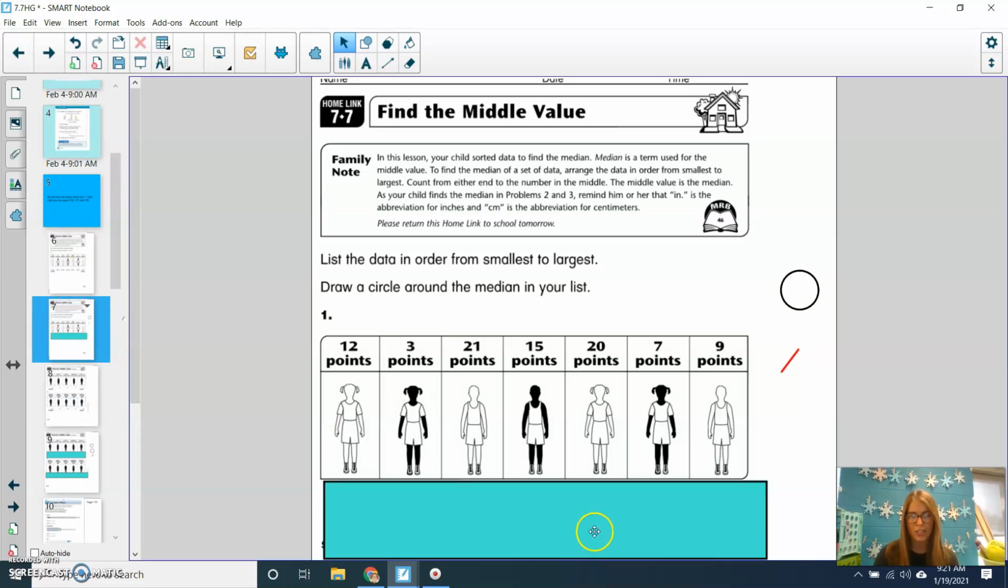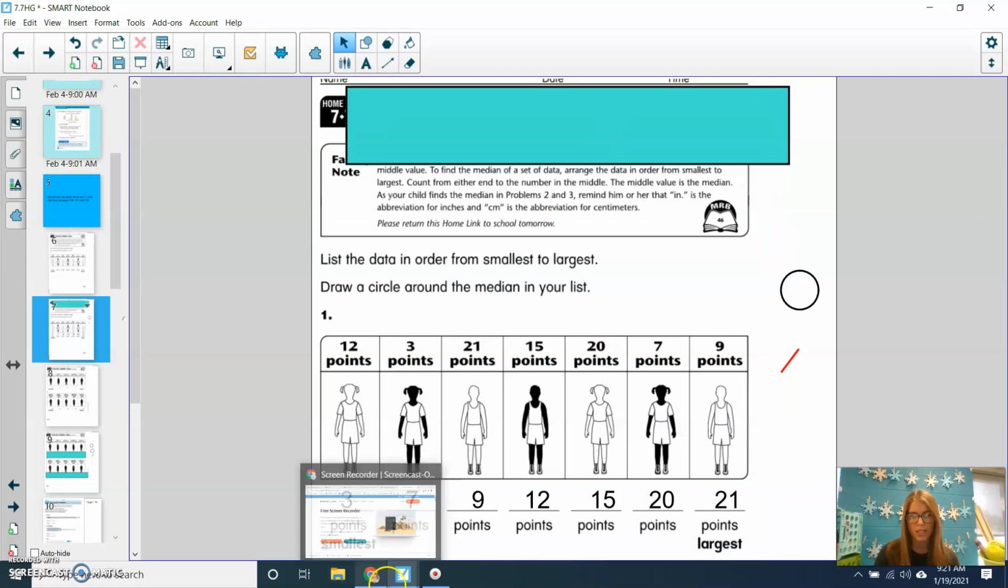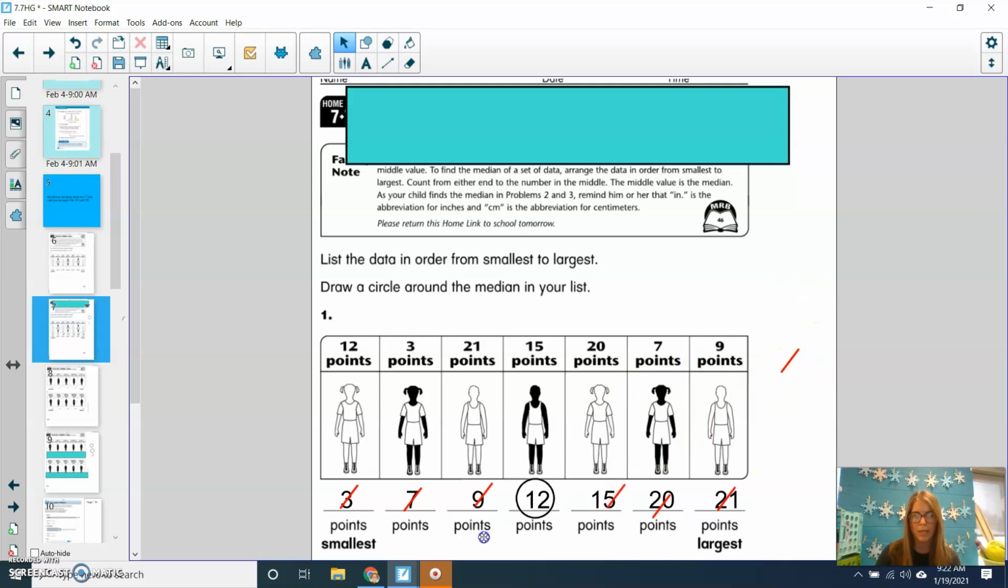All right, second graders, so your numbers should be in order from smallest to largest. You should have it in the same order that I have: 3, 7, 9, 12, 15, 20, 21. Now when we're finding the median, we want to find that middle number. So I cross off my smallest and then I cross off my largest. Then I go to my next smallest and my next largest. I'm going to do that one more time until I can find the middle number, which was 12. And then draw a circle around your median or your middle number.